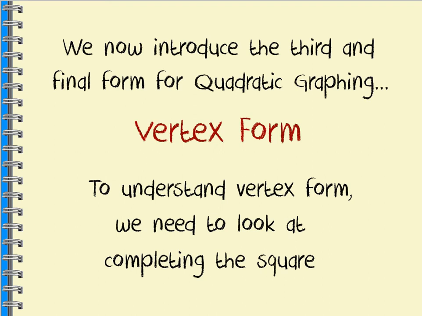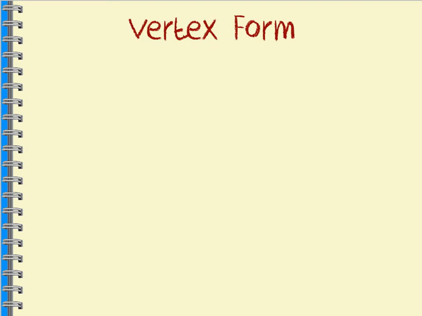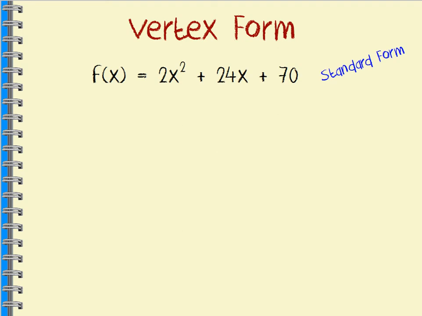Now, to understand vertex form, we're going to need to look at completing the square. So follow along with me for just a minute as I take a quadratic equation in standard form and manipulate it using some completing the square methods. First of all, I need to have just a regular x squared when I complete the square. So I'm going to factor out a 2 using greatest common factor, so that inside the parentheses I just have x squared plus 12x plus 35.